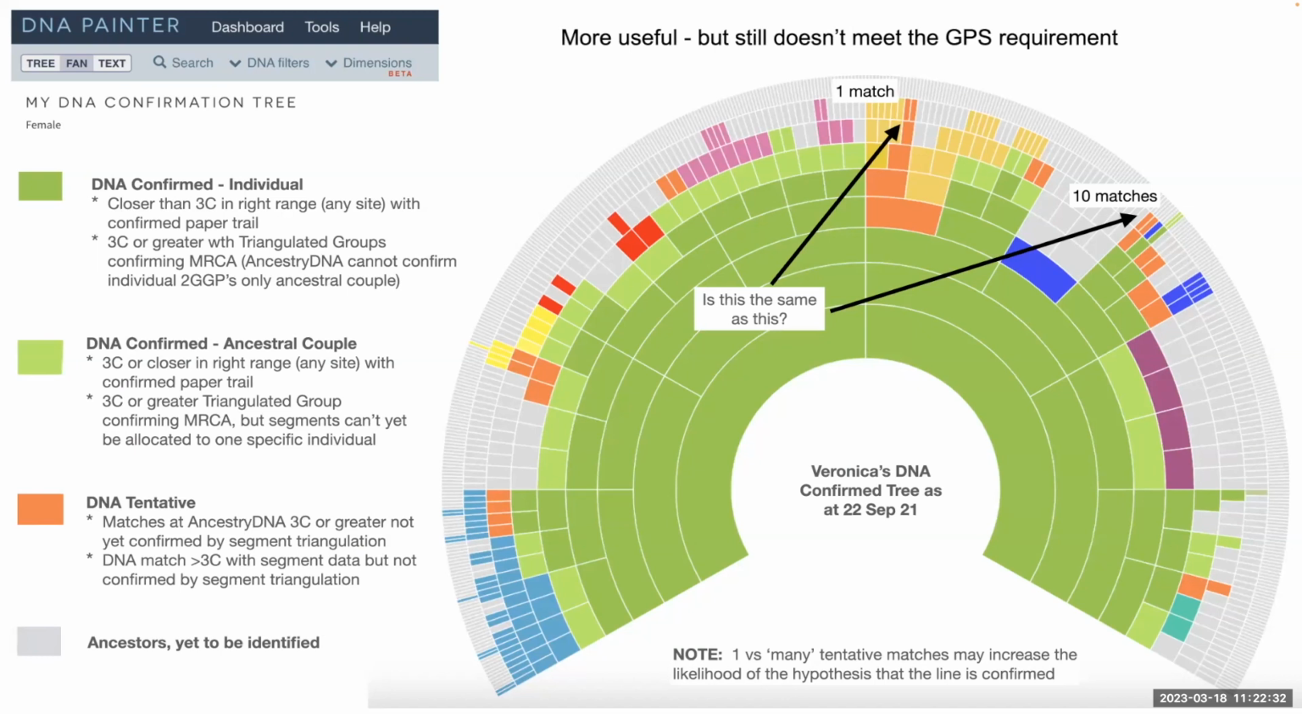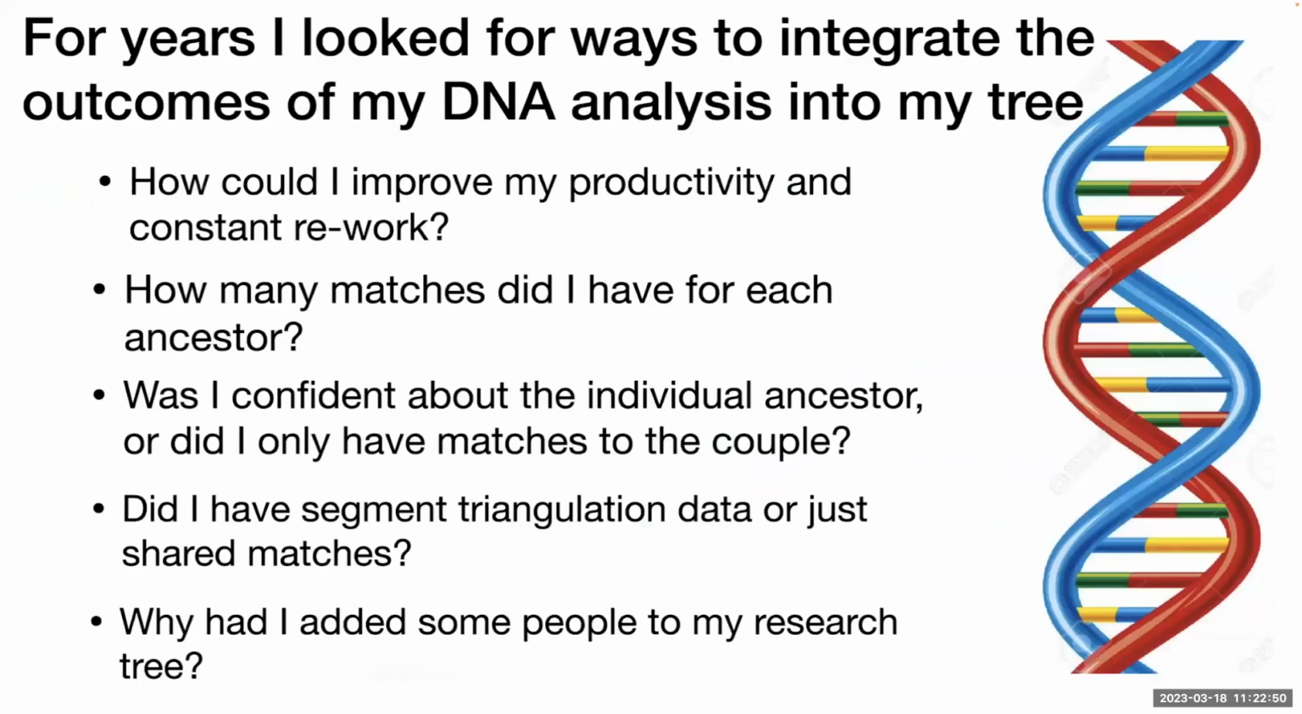Sometimes, you know, you've got tentative matches. So for that Roberts example, I've only got the 1 match. But on other lines, I've got 10 and 20 matches. So colouring in the chart doesn't really give you the weight of evidence that you've got for those particular lines. So how do we manage that? For years, I've been pondering this question and looking at how I can actually incorporate the outcomes of these analysis tools into my tree, because I'm constantly going back and forth between my DNA results and my pedigree, revisiting things that I'd done before.